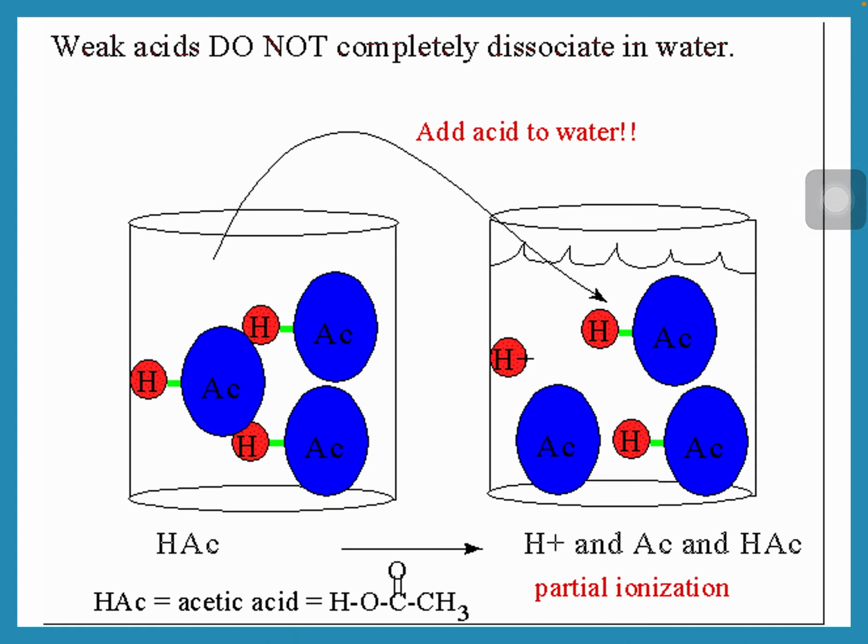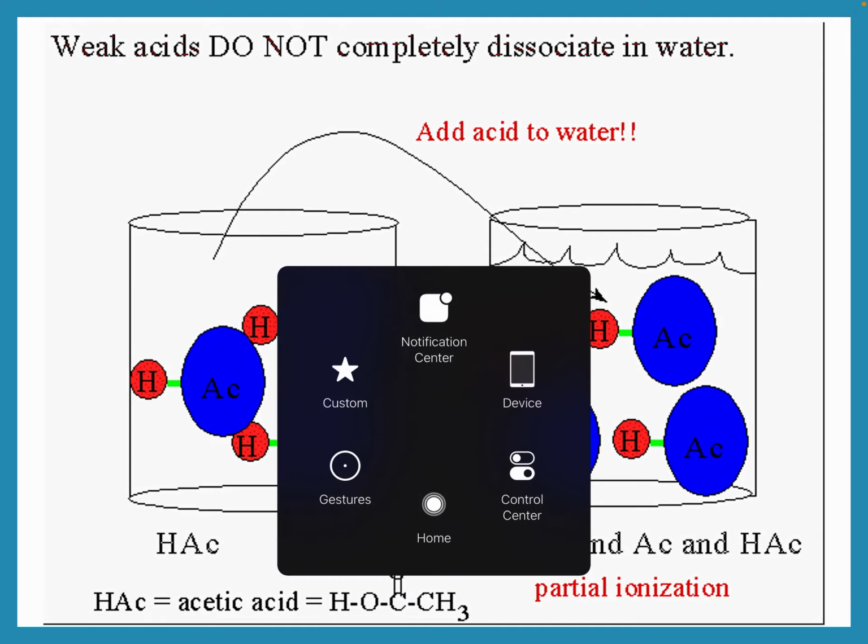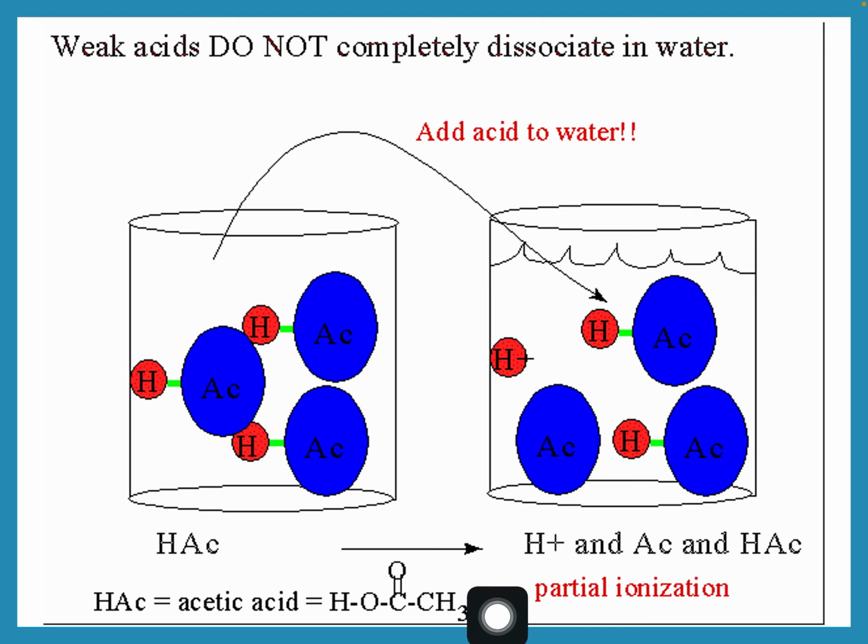Weak acids, on the other hand, are not going to completely dissociate in water. If I have acetic acid, which is hydrogen with an acetate attached to it, and we're using AC to represent acetate instead of C2H3O2, which is its formula in this diagram. At the beginning, everything is bonded together. When it's in water, some will dissociate, some will not.